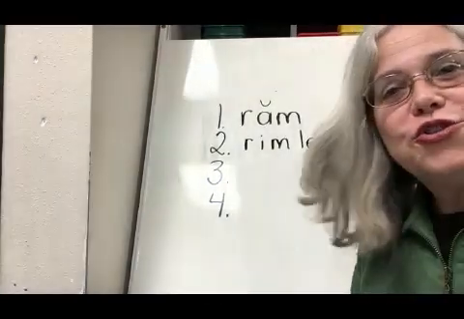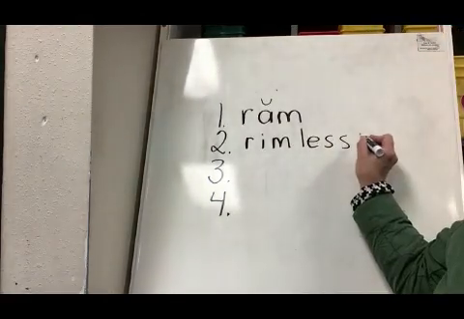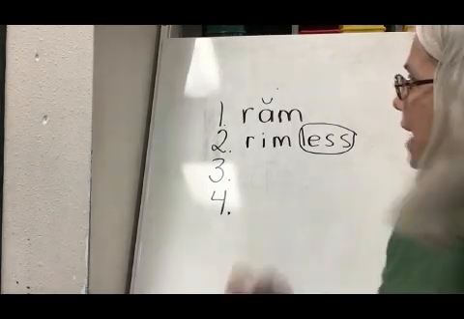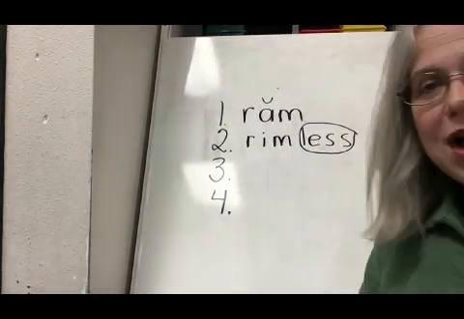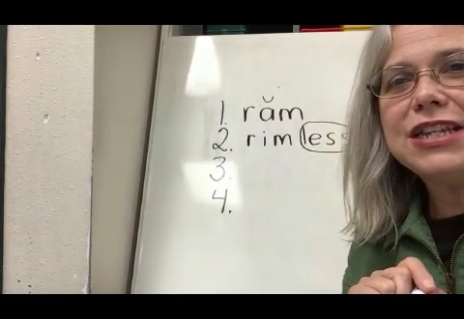R-I-M-L-E-S-S. Do we have any suffixes? Yes, we do. We have suffix less. Let's go ahead and circle suffix less. Okay, now let's look at our base word. How many vowels do we have? Right, just one. So it's a one-syllable base word.